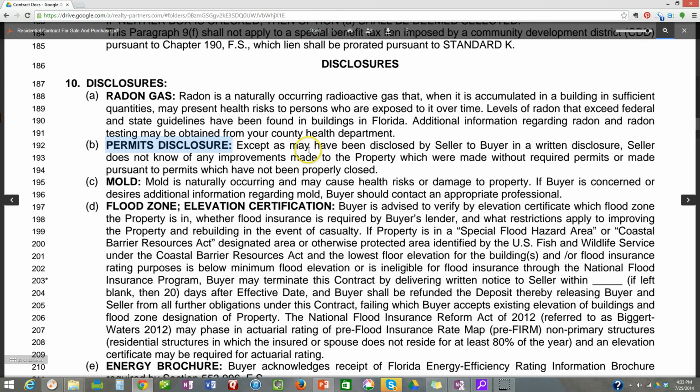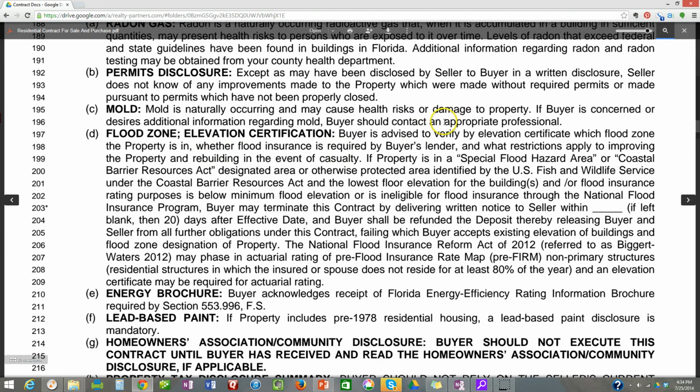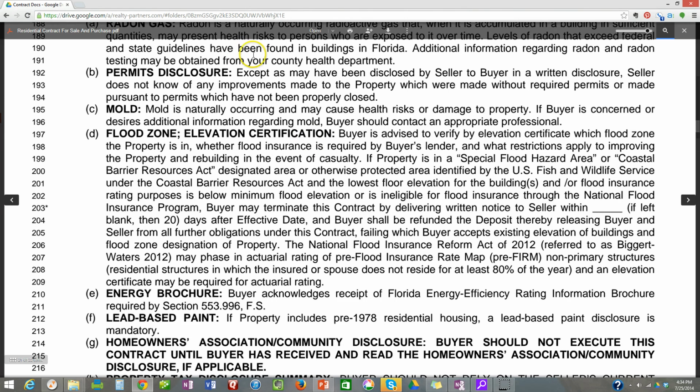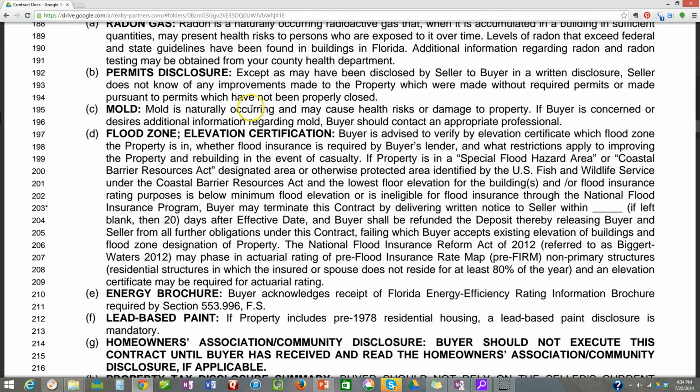Permit disclosure: except as may have been disclosed by seller to buyer in a written disclosure, seller does not know of any improvements made to the property which were made without required permits or made pursuant to permits which have not been properly closed. So you want to have the seller disclosure, the property disclosure statement. If it turns out later that the seller had something put in, they put in a new air conditioner, but no permits were pulled, or there was a permit opened for a roof and never closed, then obviously the seller lied about it and you would have some recourse.